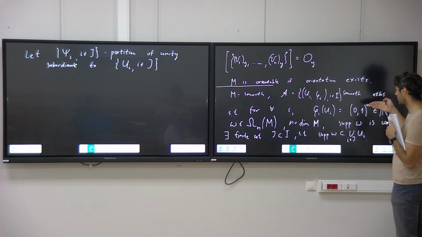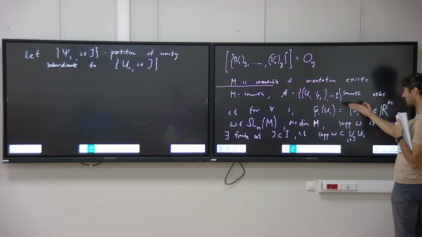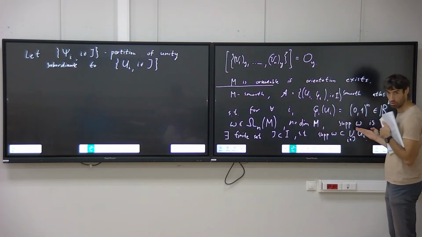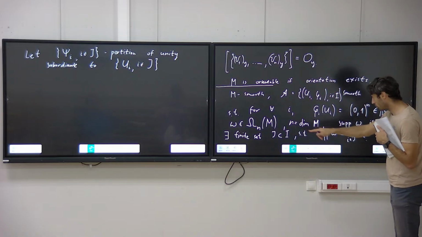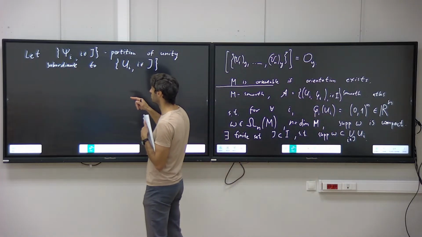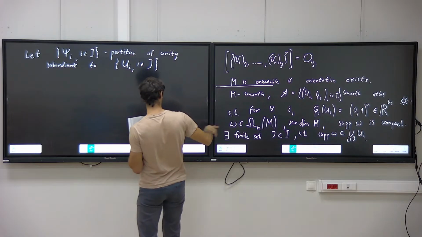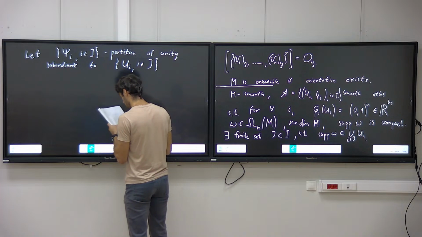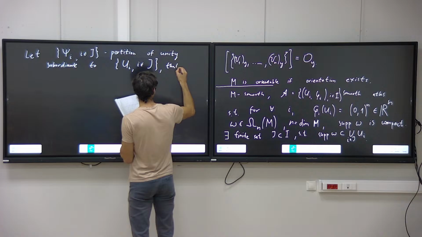So then suppose that I have a smooth atlas. Since the support of omega is compact, I can find a finite subcover of the support of omega, and that I denote by J. But then I also would like to fix a partition of unity subordinate to this cover of the support of omega. What does that mean? This means the following.